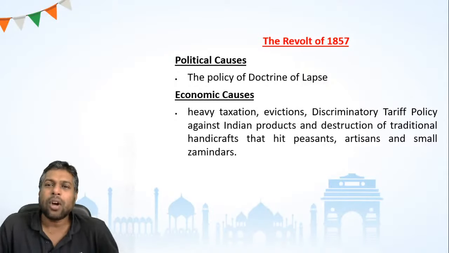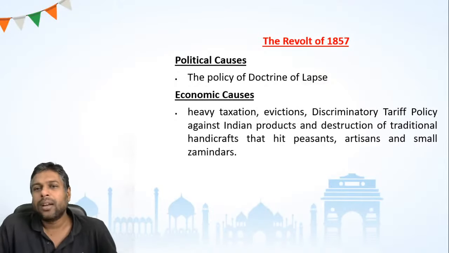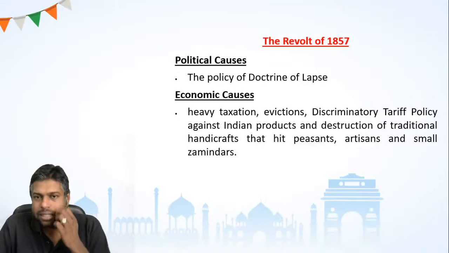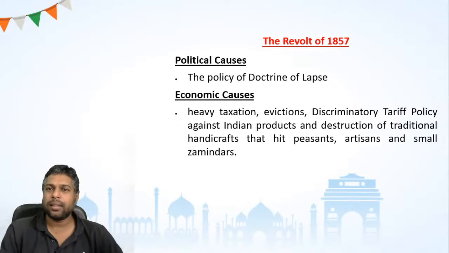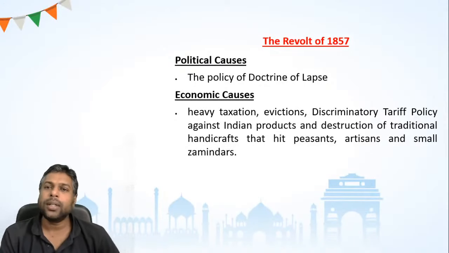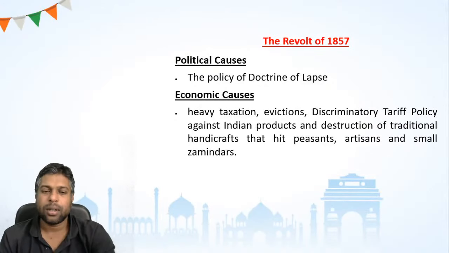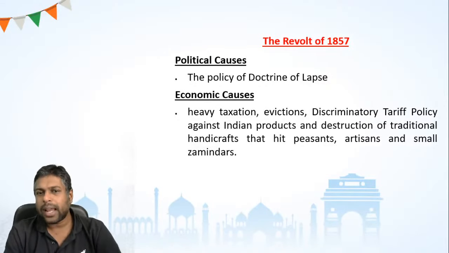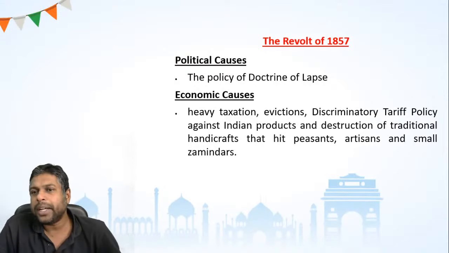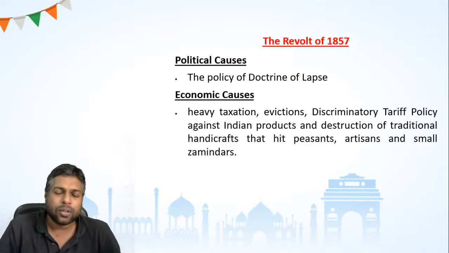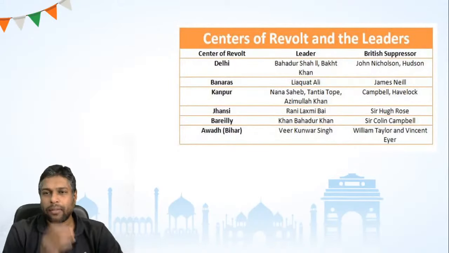One of the main political causes, of course, was the doctrine of lapse. That if any king or anyone died without any successor, without any legal heirs, then the property or the entire kingdom even would lapse to the British Empire, and that was one of the major political causes. There were other economic causes like the heavy taxations, discrimination in terms of the taxation policy in relation to Indian products compared to foreign products, which affected pretty much everybody.